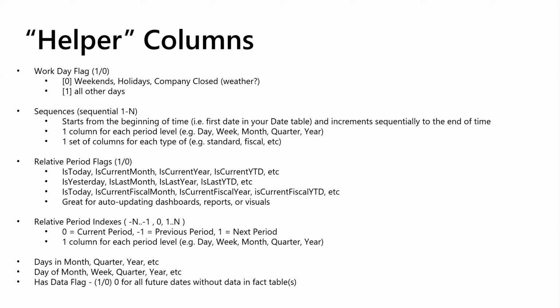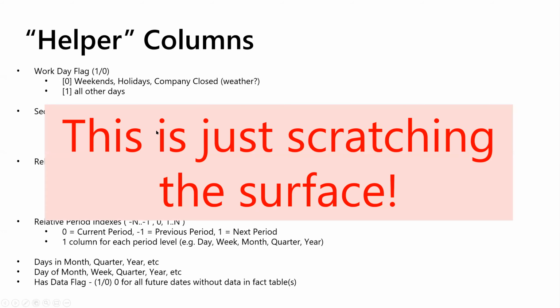So the current period, whether that's a month, a quarter, semester, a year, right? Positive numbers indicate future, and then negative indicates past periods. And so again, this is all just scratching the surface, and you will add a bunch of these depending on what sort of calculations you're trying to create.